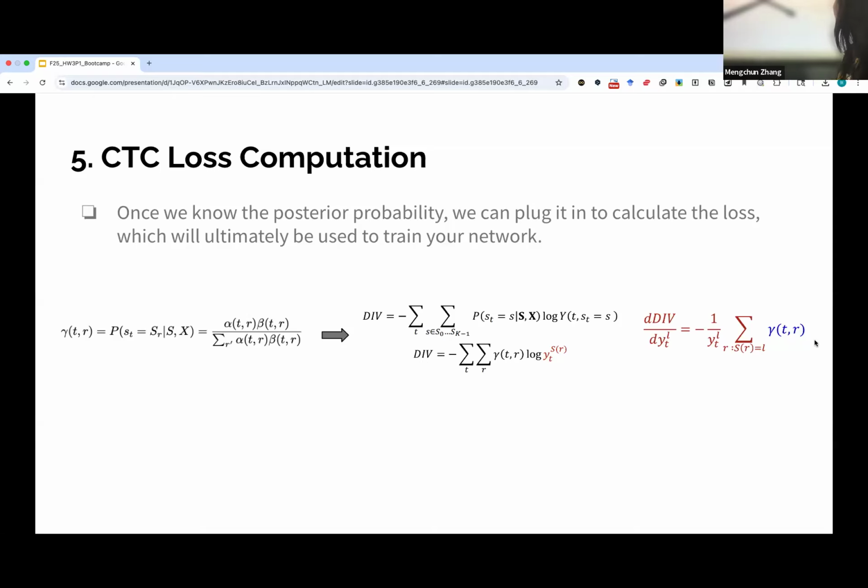And look at this derivative as a side. This derivative tells you how the loss value changes with respect to each of your model's outputs YT. And this is the derivative that our model uses during the back propagation part to update your gradients.